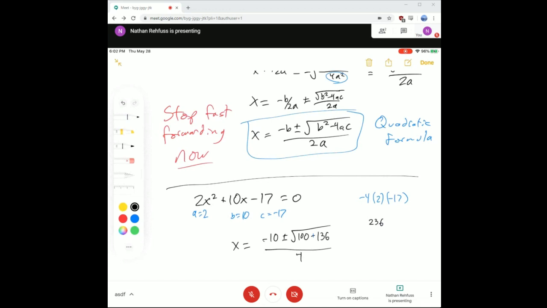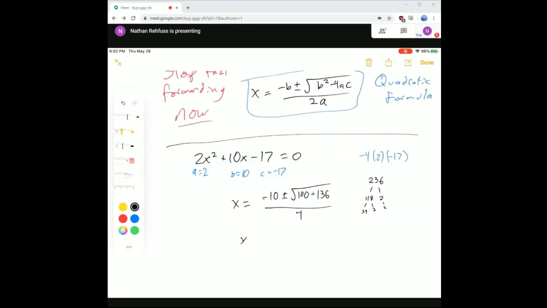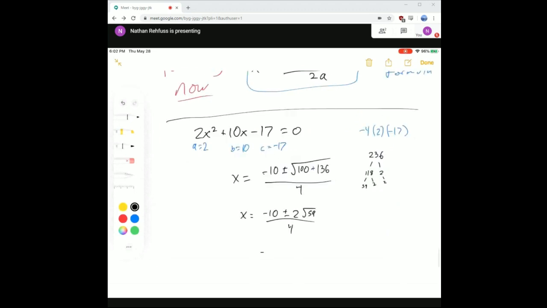236, 118 times 2, that's 59 times 2 times 2. Okay. So this is negative 10 plus or minus 2 root 59 over 4. And then we can cut out a factor of 4. It's negative 5 halves plus or minus root 59 over 2, which is the same answer we got up above, but this was a lot quicker.